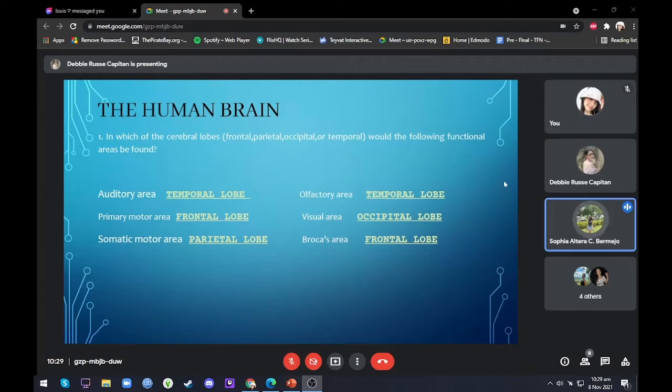So for number 1, in which of the cerebral lobes, frontal, parietal, occipital, or temporal, would the following functional areas be found? For the auditory area, it's the temporal lobe. Primary motor is the frontal lobe. Somatic motor area is the parietal lobe. The olfactory area is the temporal lobe. Visual area is the occipital lobe. And Broca's area is the frontal lobe.